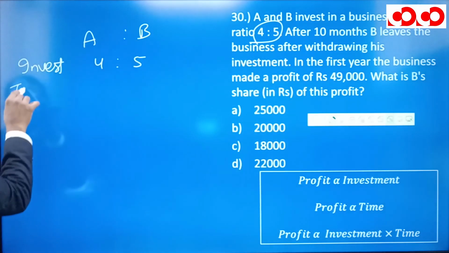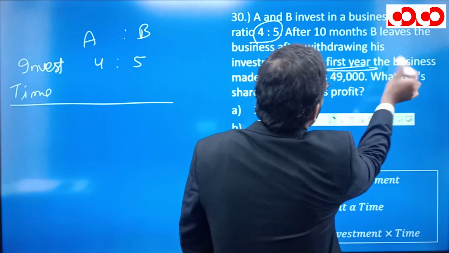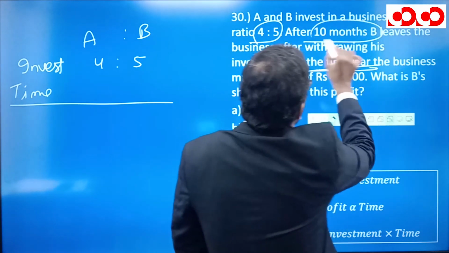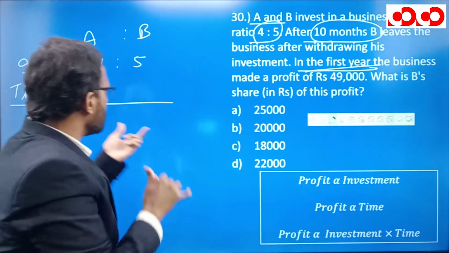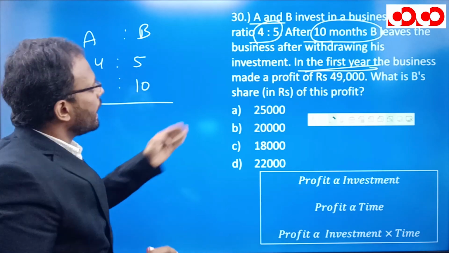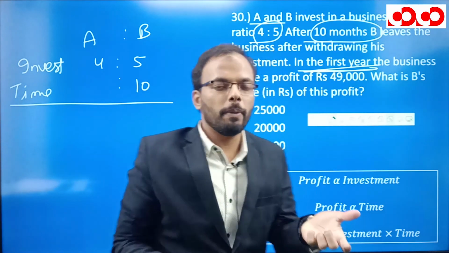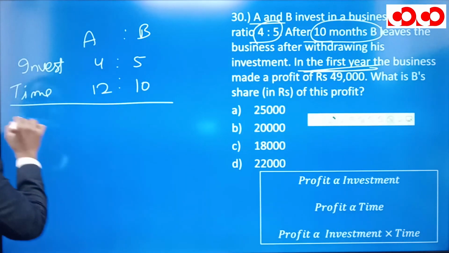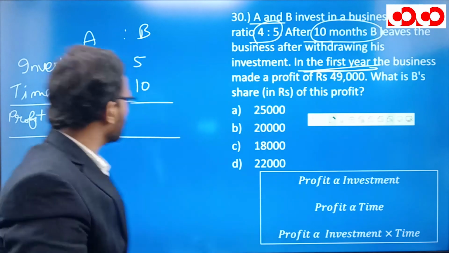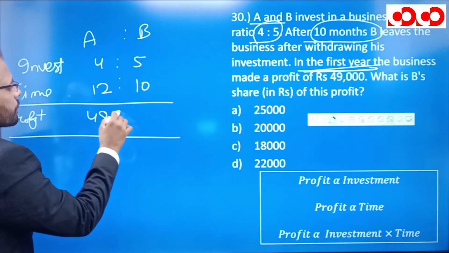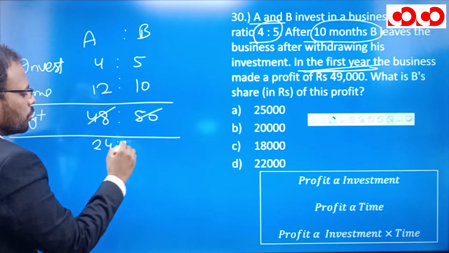And the time, it is mentioned that in the first year, B leaves in 10 months. So A and B started together, but B left after 10 months. This means B should be for 10 months. And A is from start to end, and we are calculating the profit after 1 year. It means that A will be for 12 months. Is it clear? So the profit is distributed in the ratio of investment into time. So just multiply it. We'll get 48 over here and we'll get 50 over here. If I cut this out, we'll get the ratio as 24:25.